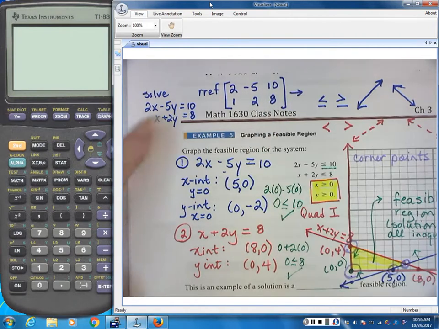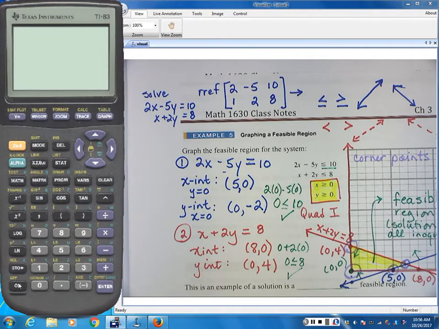And that's going to give us our last corner point. So even though we're done with Chapter 2, that hasn't gone away. So get the calculator, turn it on, go to Matrix, over to Edit, and our system is a 2 by 3. And its values are 2, negative 5, 10, 1, 2, 8.